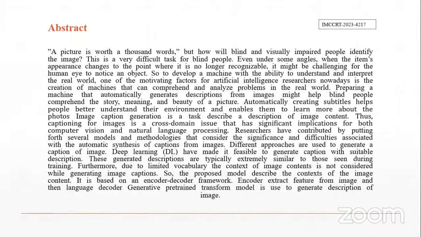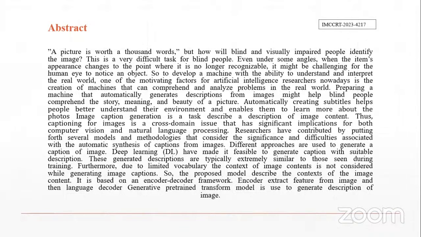Image caption generation is the task of describing the content of an image. Image captioning is a cross-domain issue with significant implications for both computer vision and natural language processing. Many researchers have contributed by putting forth several models and methodologies that consider the significance and difficulty associated with the automatic synthesis of captions from images.